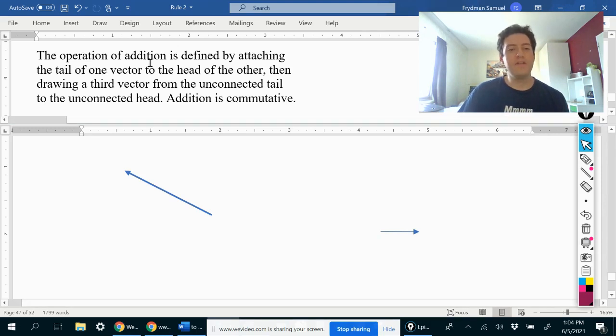The operation of addition is defined by attaching the tail of one vector to the head of the other, then drawing a third vector from the unconnected tail to the unconnected head. All right, so let's take the tail of this vector and attach it to the head of this vector.